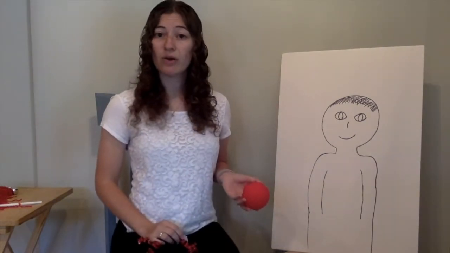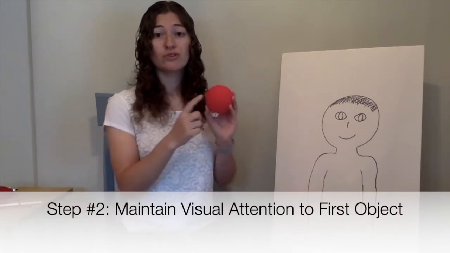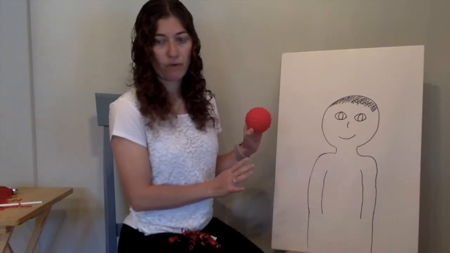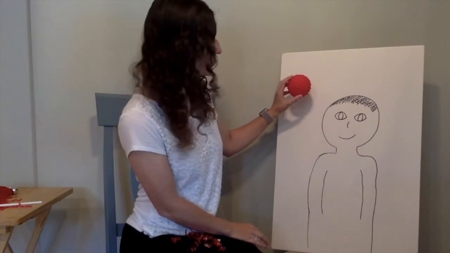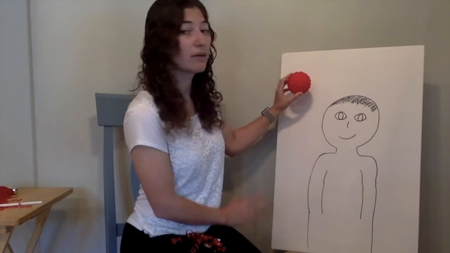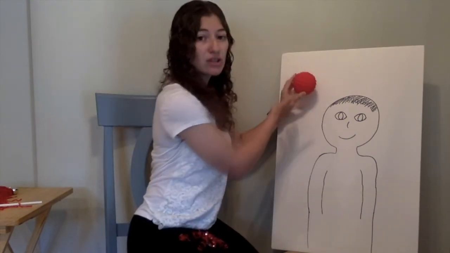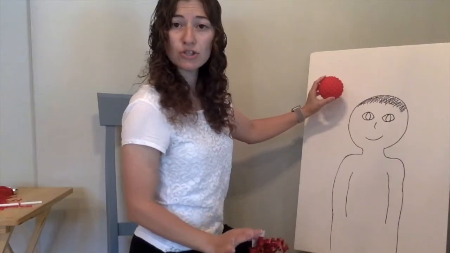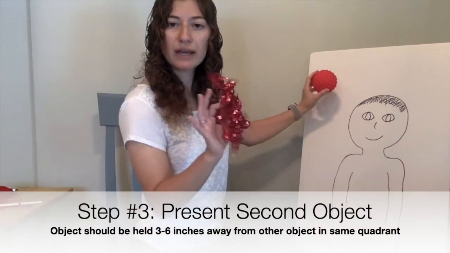So the first thing that we are going to do is maintain visual attention to our first object. You're going to place the object in their preferred field about 3 to 6 inches away from their face. Hold it there for a couple seconds and then do whatever you need to do to grab attention to that object. So tap. If you have a flashlight, you can illuminate. Shake the object.